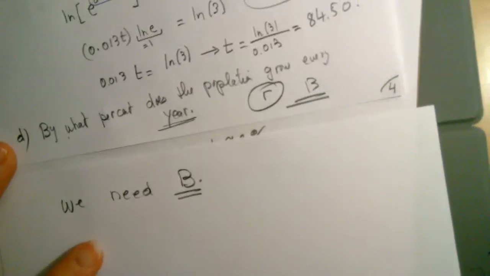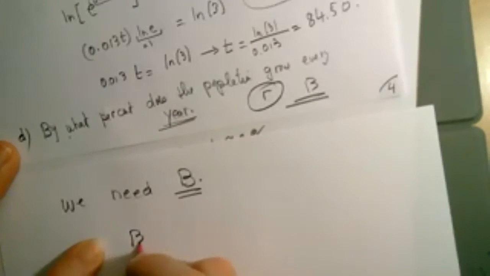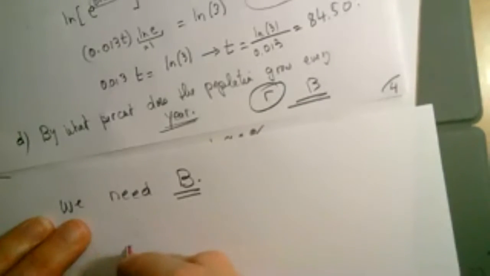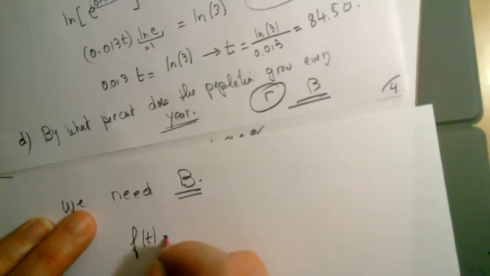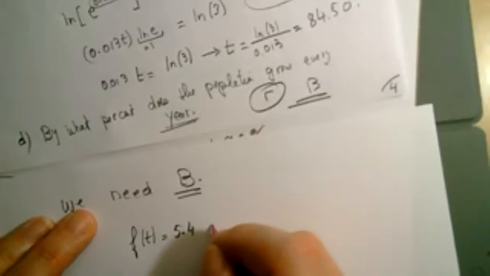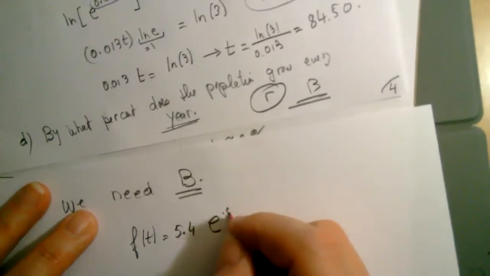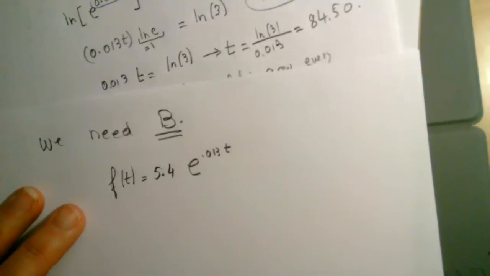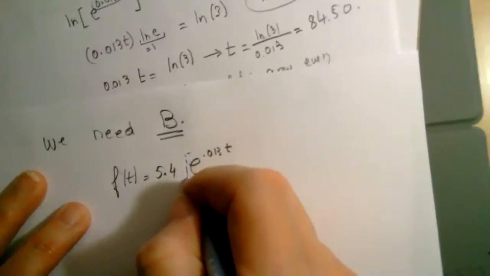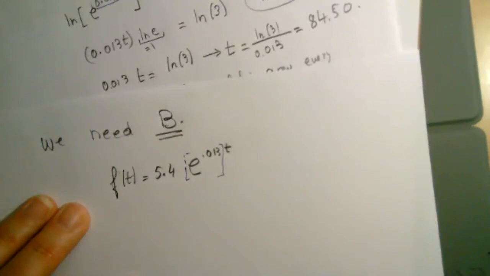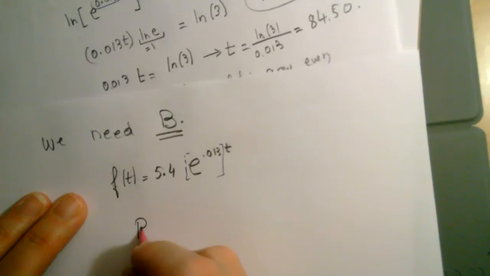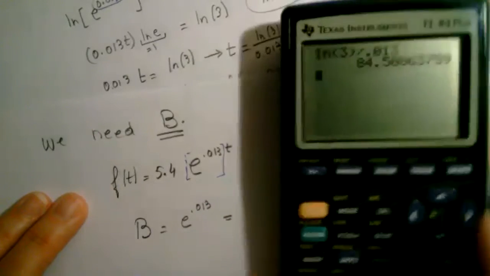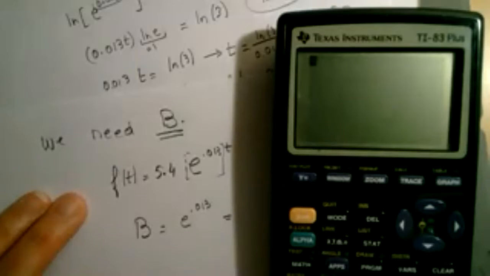To find the b, I'll show you the b over and over because I want you to see the b. So I will write my function again here in front of me. It's 5.4 million, that's what it started, e to the 0.013t. That's the original. To find b, as I said before, this is the b. That's really what my b is. So my b is e to the 0.013. And now I compute that, and then I can figure out the rate.